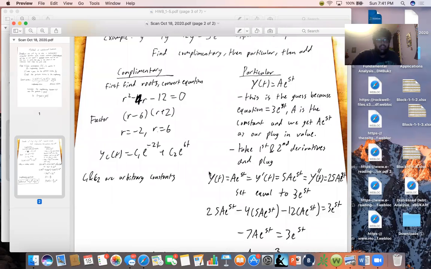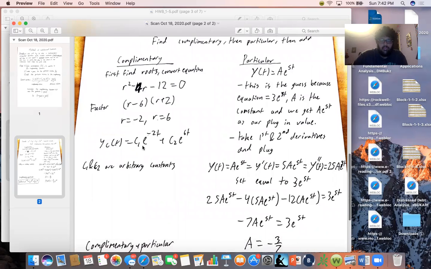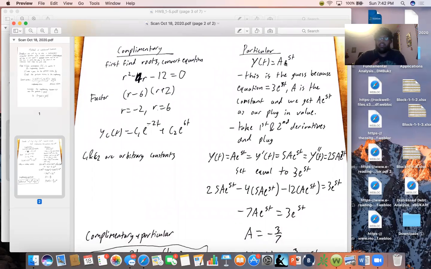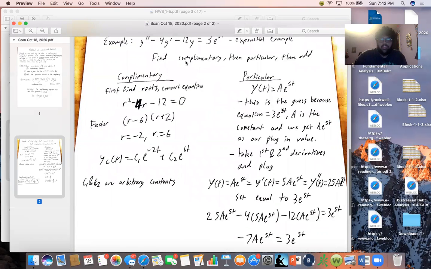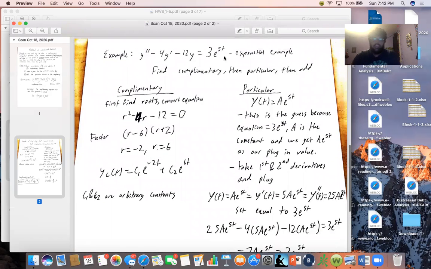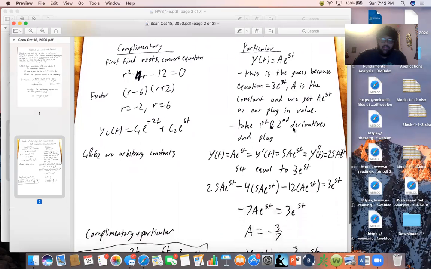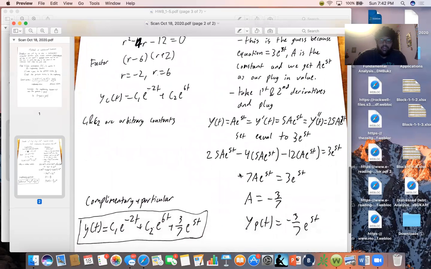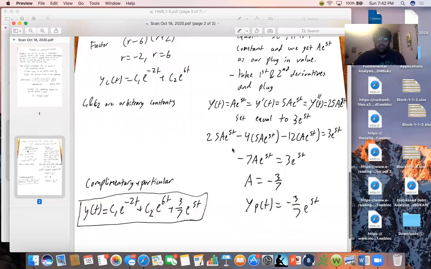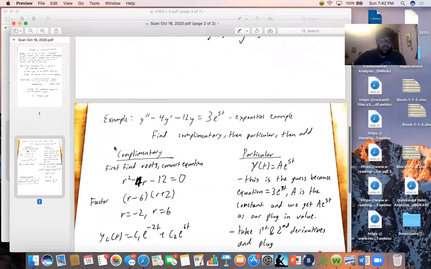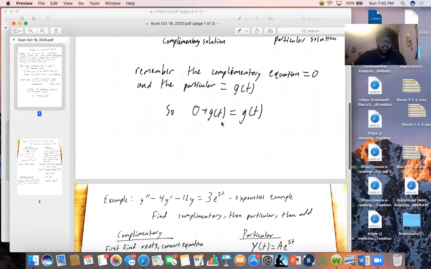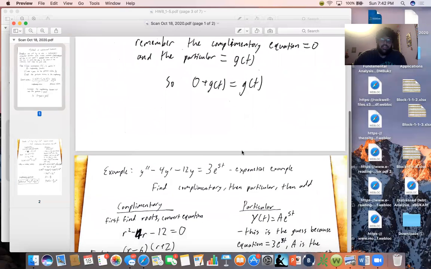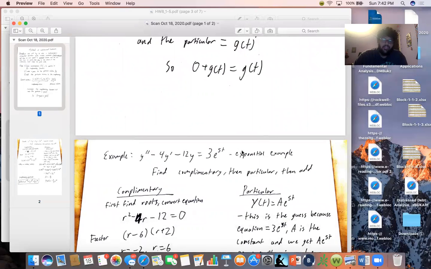So again, the key thing to remember is that once you find your roots for your complementary, that gives you your complementary solution. And then for the particular, the key thing is that you're going to be doing guesswork. Now this one was a fairly easy example. We had 3 times e^(5t). So your coefficient is going to be A, and then you have e^(5t). Then you take the first and second derivatives and plug them in, and remember, you want the particular to equal g(t), because the complementary equals 0 and the particular equals g(t). 0 plus g(t) equals g(t).